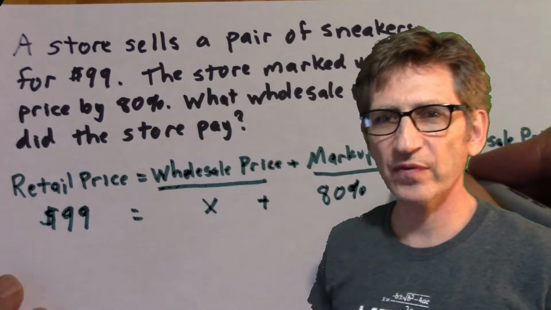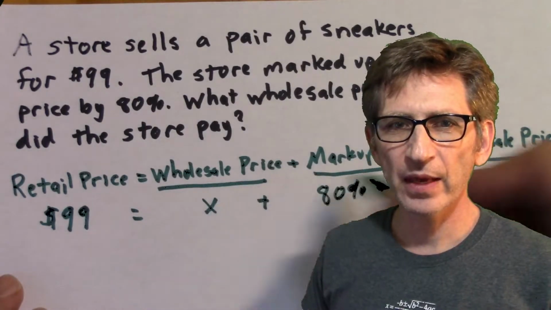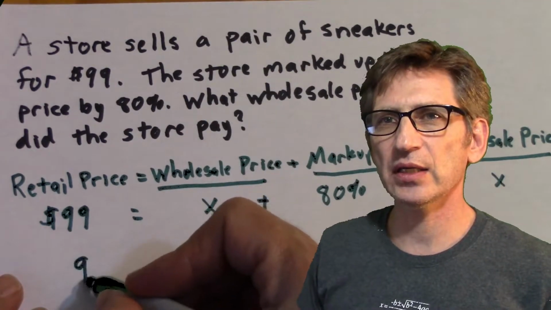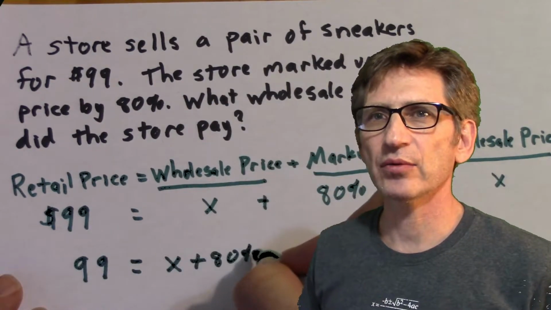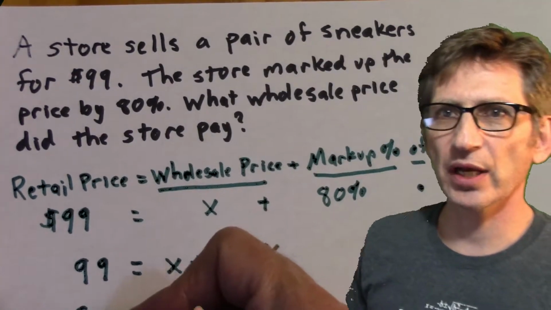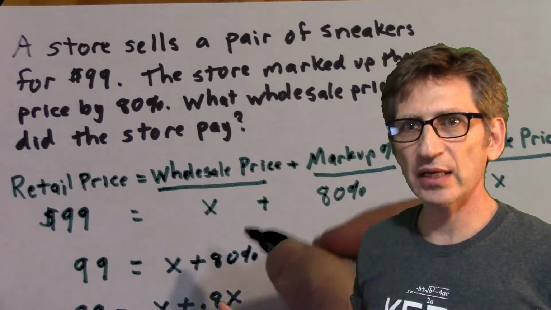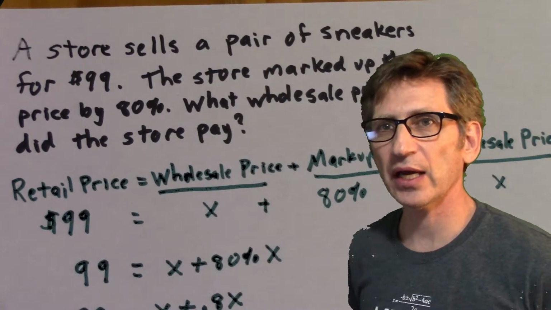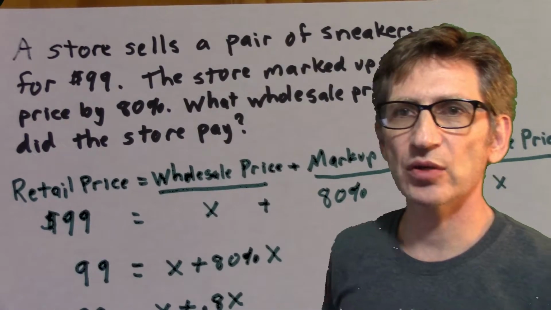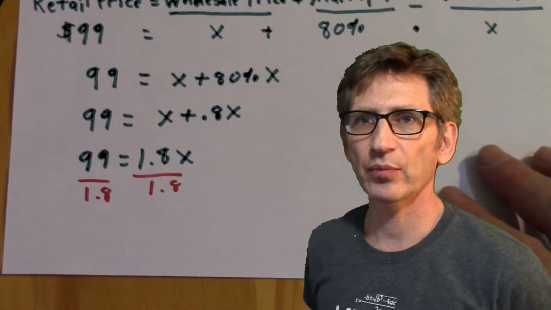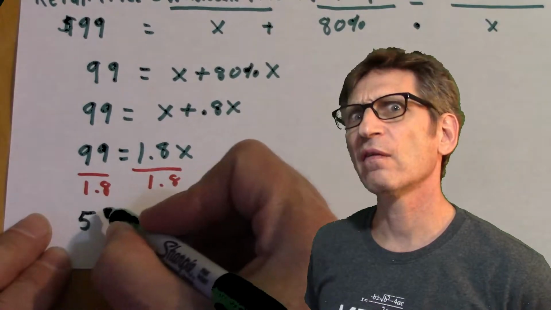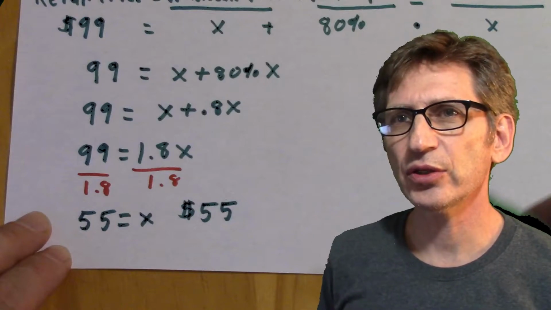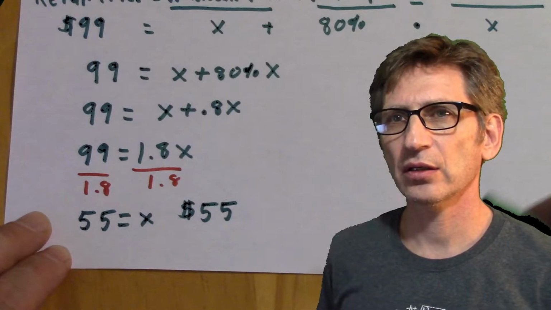Now we have a fairly straightforward equation that we can start to solve. $99 equals X plus 80% times X. So let's convert that 80% to a decimal. 99 equals X plus 0.8X. These are like terms. X and 0.8X gives us 1.8X. Now I have 99 equals 1.8X, and I can divide both sides of the equation by 1.8. 99 divided by 1.8 is 55. So it's $55.